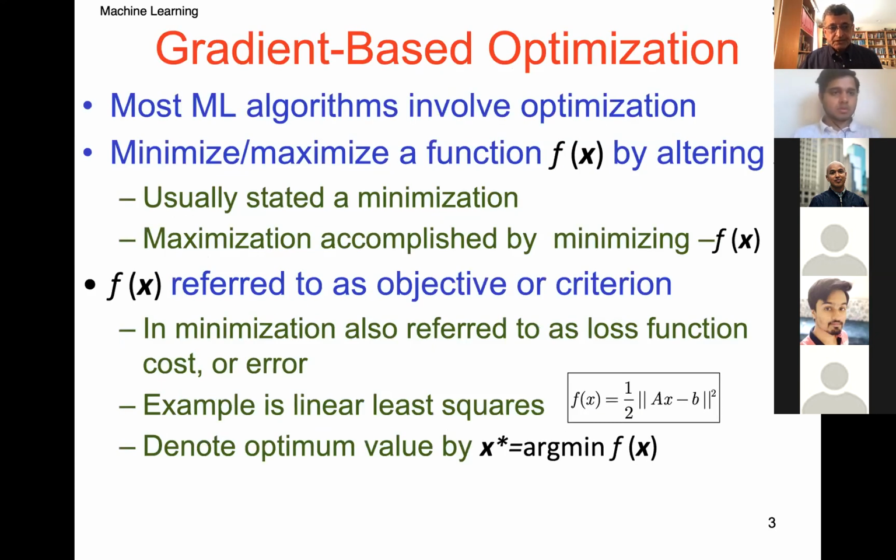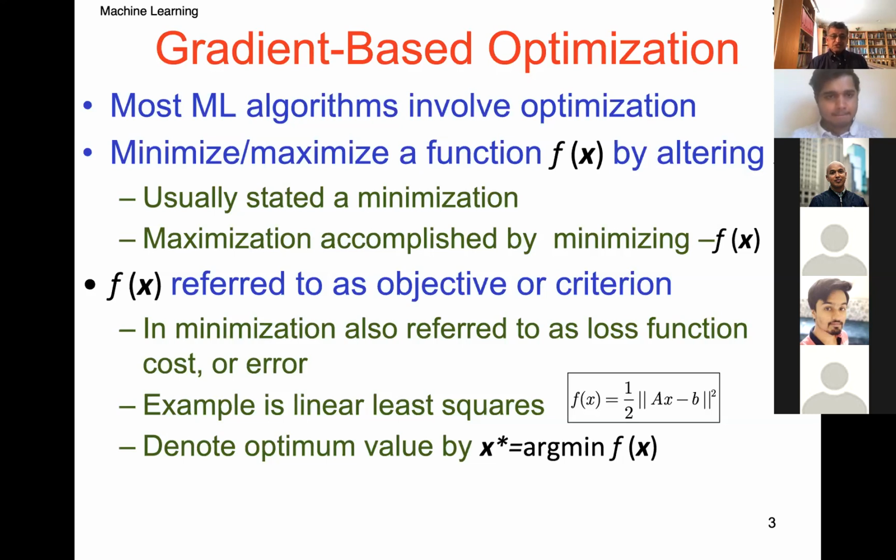All right, let's see what this says. Gradient-based optimization. Most machine learning algorithms involve optimization: minimize or maximize a function by altering x. We're trying to minimize or maximize, usually stated as a minimization problem. Maximization is accomplished by minimizing minus f of x. All right, so it's descent.